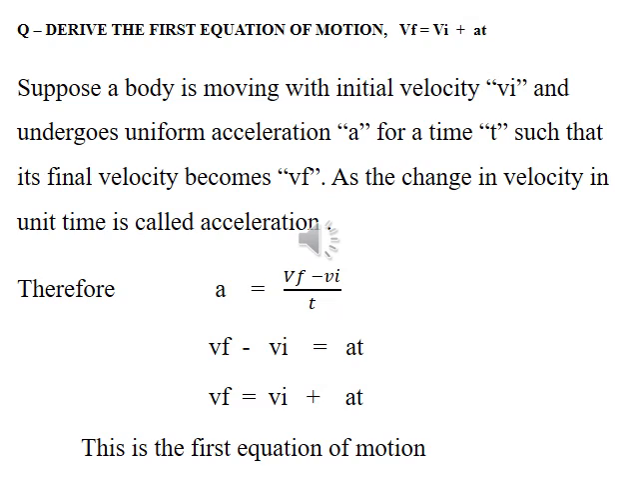Today we are going to learn our first equation of motion: Vf equal to Vi plus At. See here, suppose a body is moving with initial velocity Vi and undergoes uniform acceleration A for a period of time t such that its final velocity becomes Vf, as the change in velocity in unit time is called acceleration.